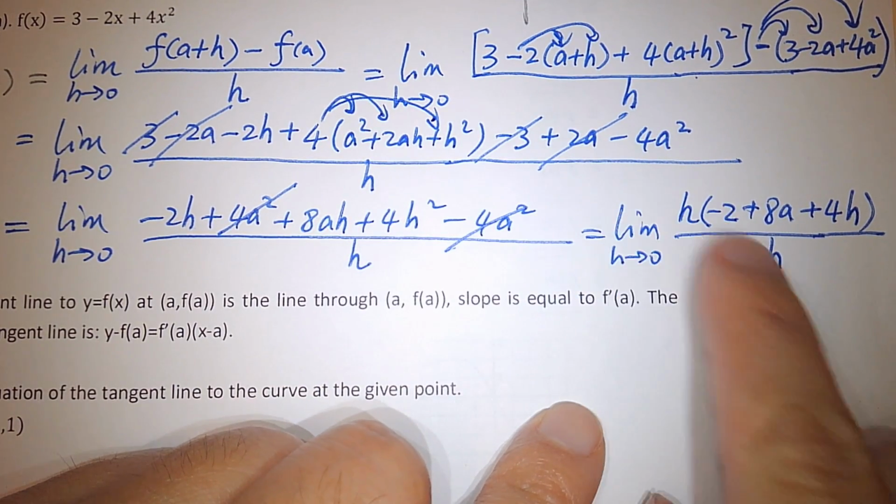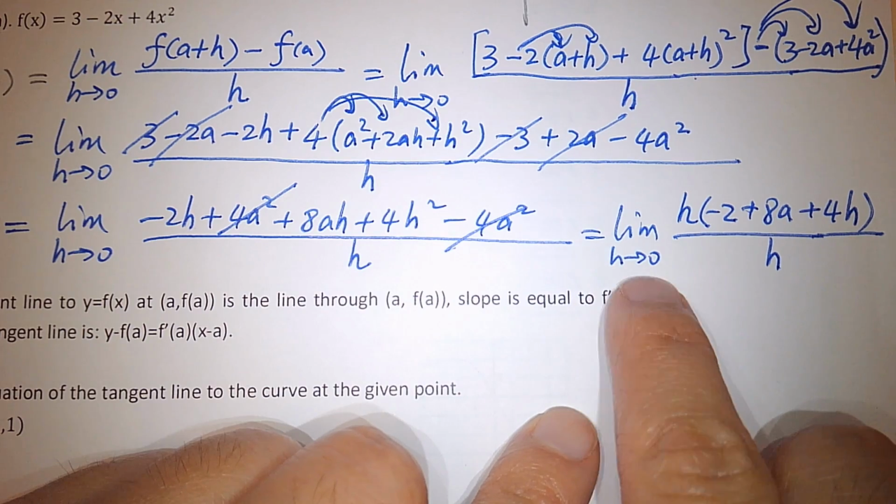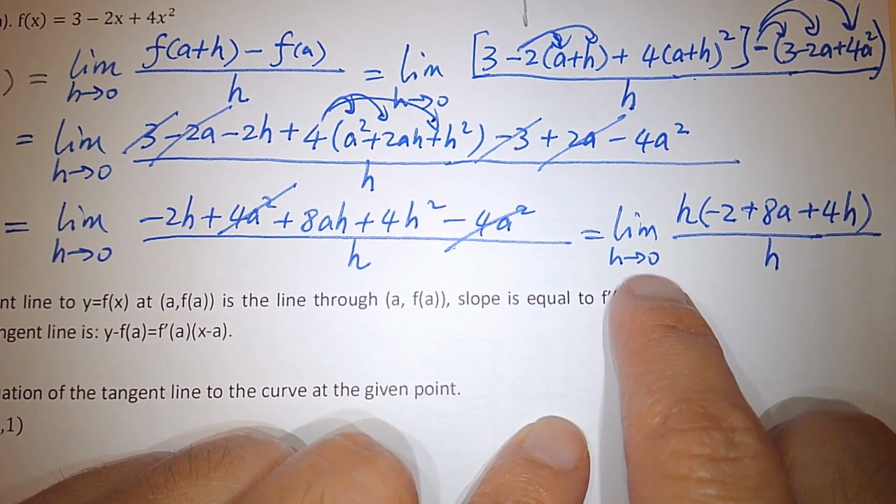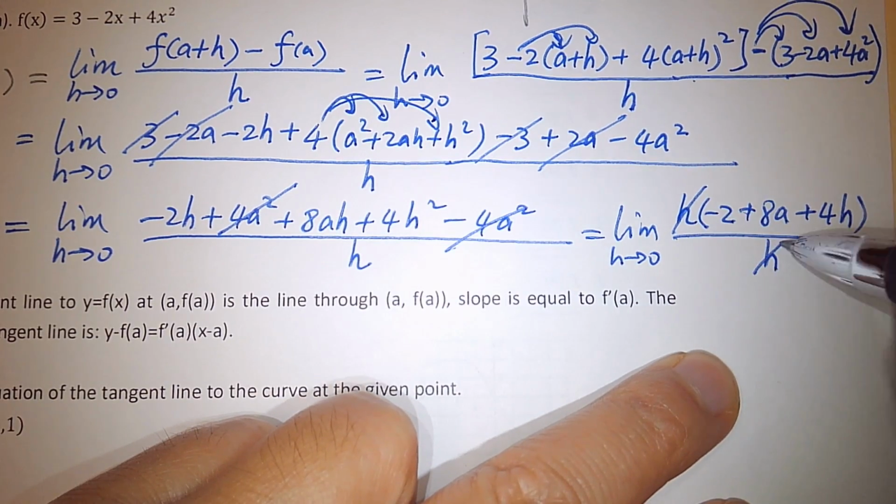Both top and bottom have h. Can we cancel h out? Yes. Why? Because when h approaches 0, that means h does not equal 0. So yes, we may cancel out this h.